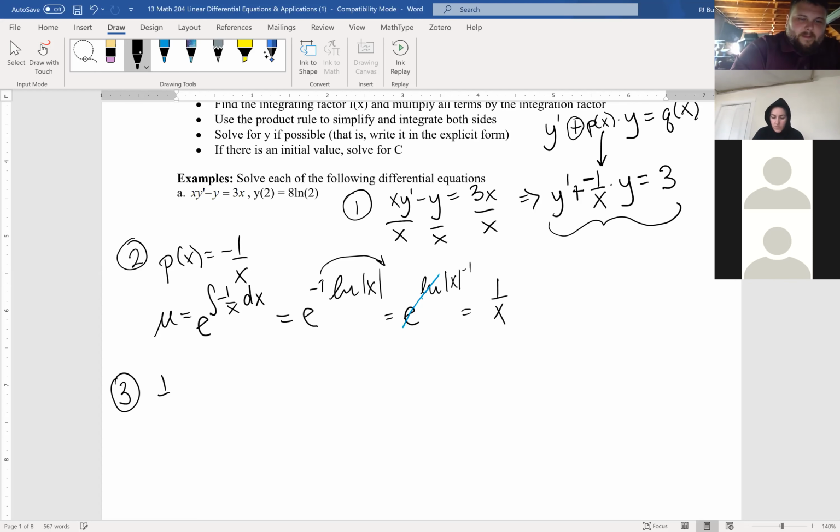So 1 over x, y prime, minus, now there's 1 over x, I'm going to multiply it by a 1 over x, that's going to become 1 over x squared times y. And on the right-hand side, I'm going to get 3 over x.